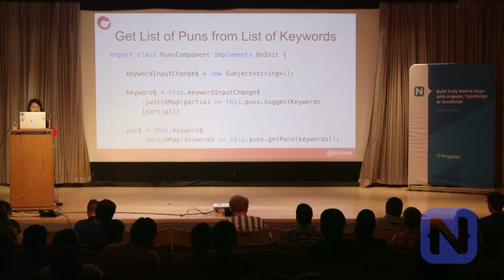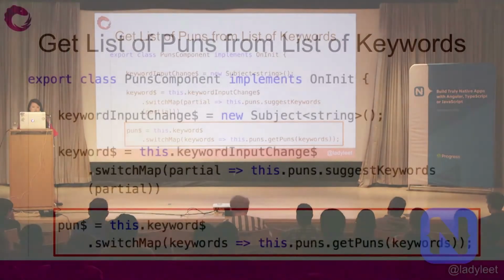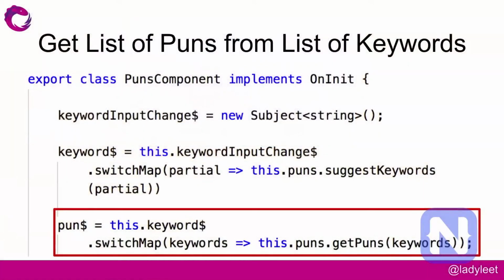So we have a list of keywords now that match our puns, but we don't actually have our puns. So what we can do now is take that list of keywords and convert it into an observable of puns. As you can see here, I created a puns method, and it's basically exactly the same code, right? The get puns method is going to take a list of keywords returned by suggest keywords, and then get a list of puns by calling the get puns method and match those keywords. And for this again, we're just using switch map.